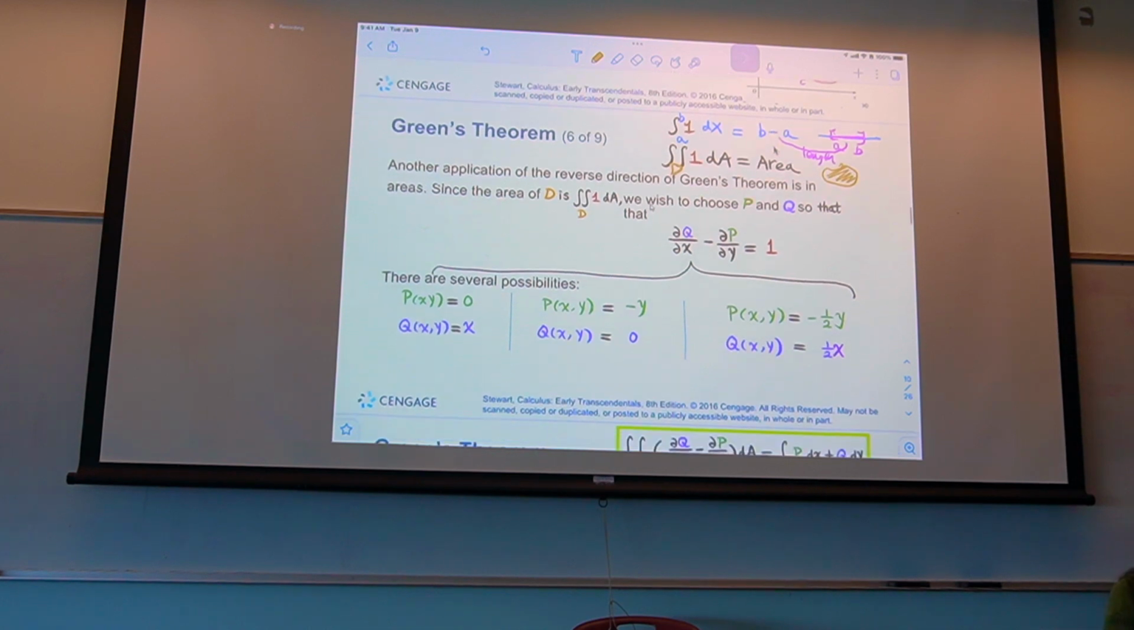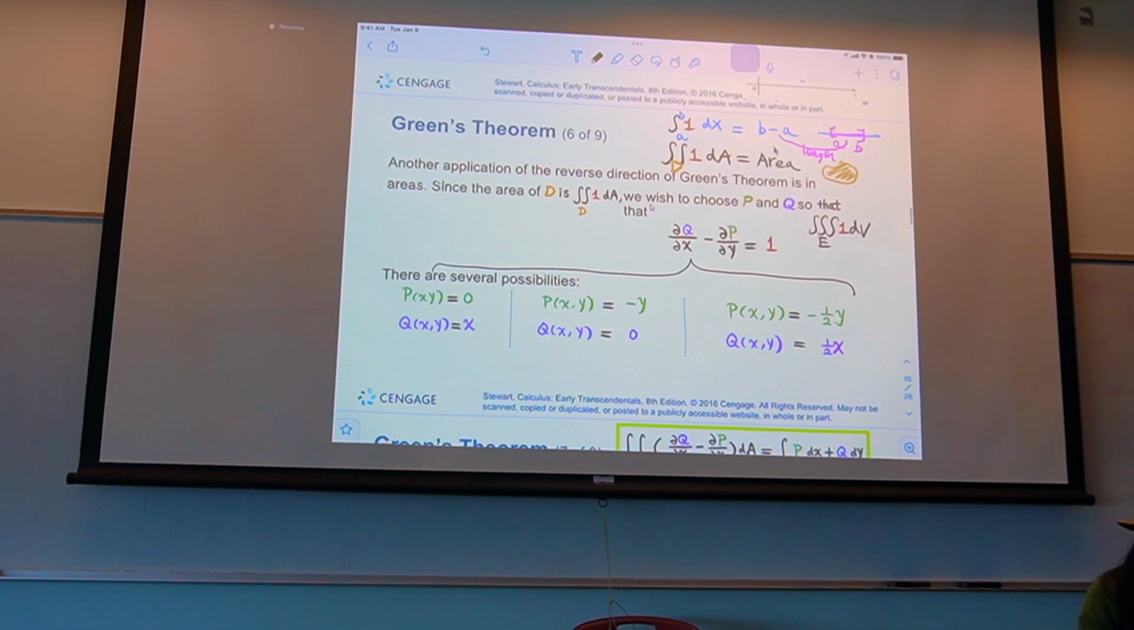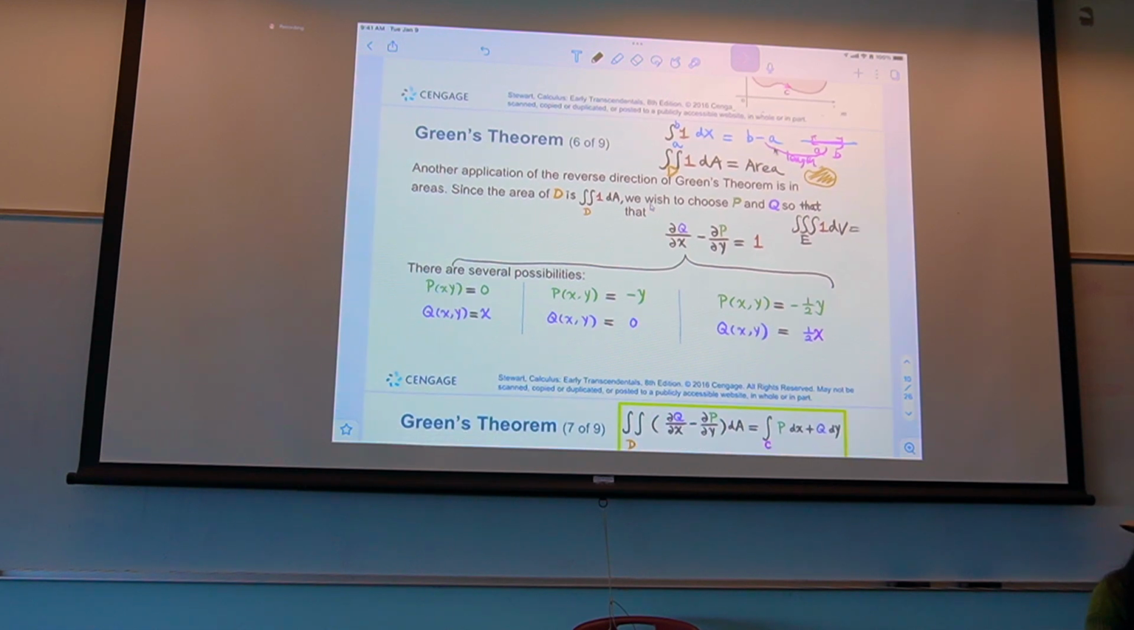And when we do a triple integral of 1 over a solid, what do we get? We get the volume, right? So we get the volume of that solid, okay? So when you do the double integral of 1 over the region, we get the area of the region, okay?